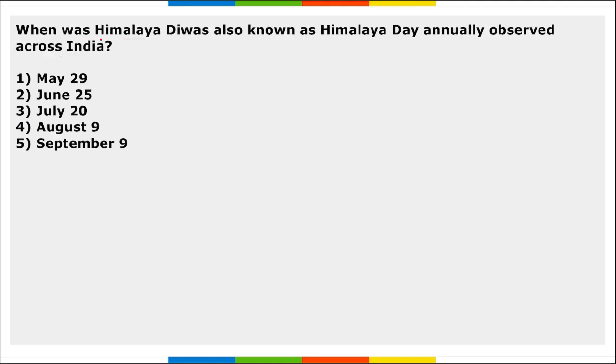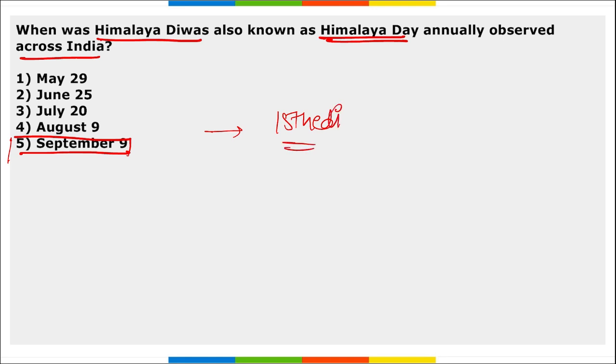Next, when was Himalaya Divas, also known as the Himalaya Day, observed across India? So Himalaya Divas or Himalaya Day observed on 9th of September, and it is to basically create awareness about the importance of the Himalayan mountain range and its ecosystem. This year, 9th of September 2024, it was the 15th edition of the Himalaya Divas.